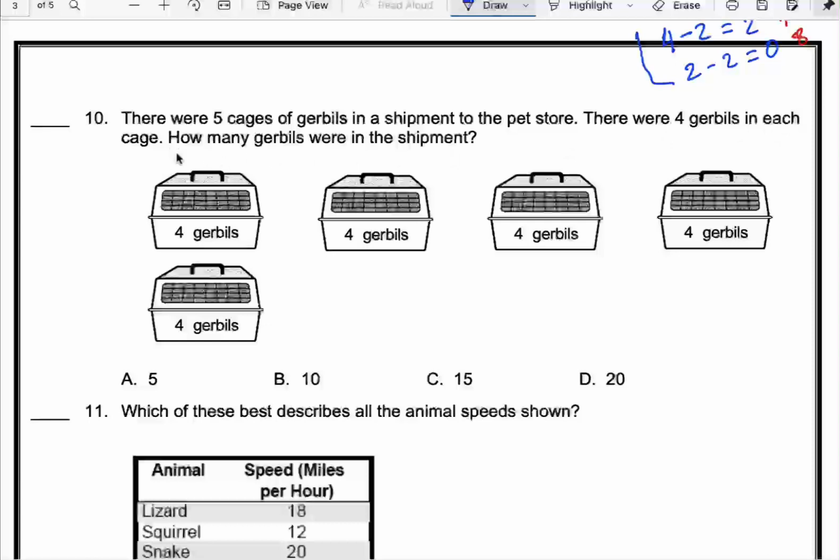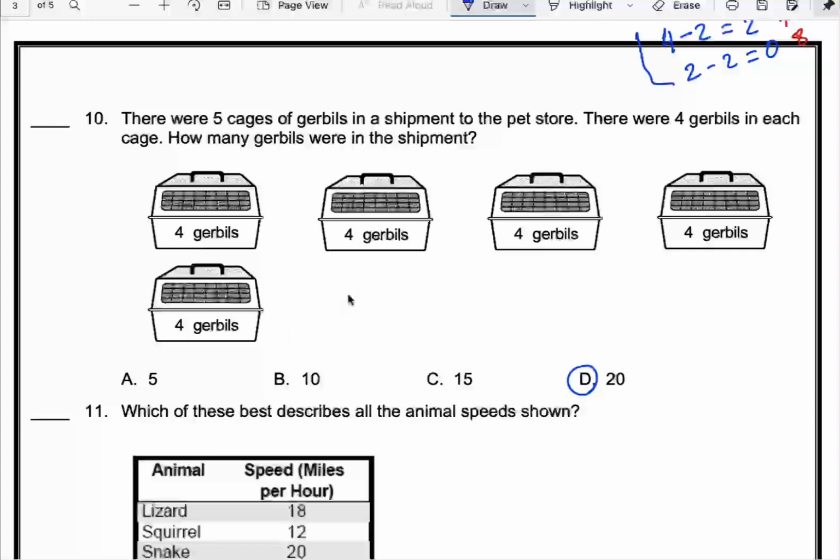How many gerbils were in the shipment? Okay, so we have 5 cages, and in each cage we have 4 gerbils. Excellent. Can you explain? 4 and 4 is 8, and 4 and 4 is 8. 8 and 8 is 16, and 4 more makes 20.